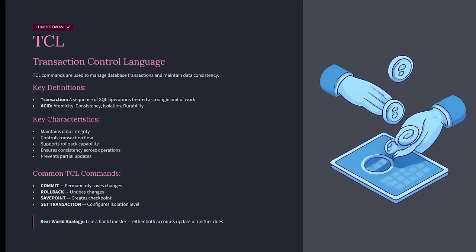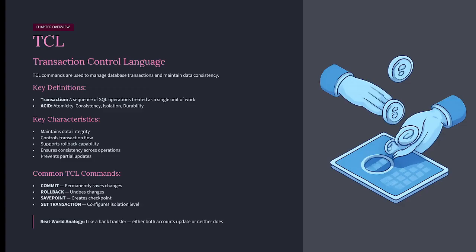The third one we have is TCL, the Transaction Control Language. The Transaction Control Language is used to manage database transactions and maintain data consistency. A sequence of SQL operations is treated as a single unit of work, and it has the ACID properties, which means atomicity, consistency, isolation, and durability.